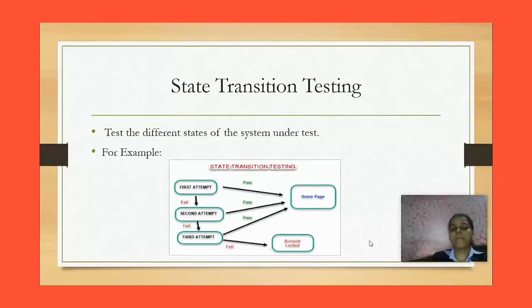For example, take a login system where the user has to give a username and password. If it is not given correctly in the first attempt, the user will get another chance. If in the second attempt he also fails to give the correct username and password, he will get another chance, that is the third attempt. If in the third attempt he also fails to give the correct username and password, then his account will be locked. Else, if he is successful in giving the correct username and password in any of the attempts, then he will be redirected to the home page.